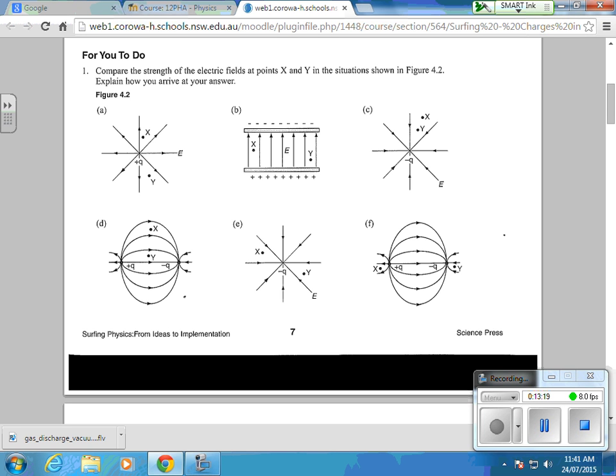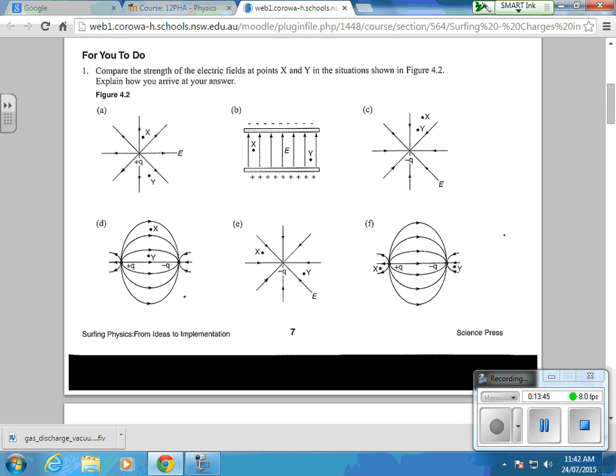Which means that, Josh, if I look at X and Y in diagram A, is the electric field going to be the same at X and Y, or different? It's the same. They're the same distance from the centre, so they're in the same part of the field. So if they're a different distance, they'll experience a different field. But not in case B because it's uniform.